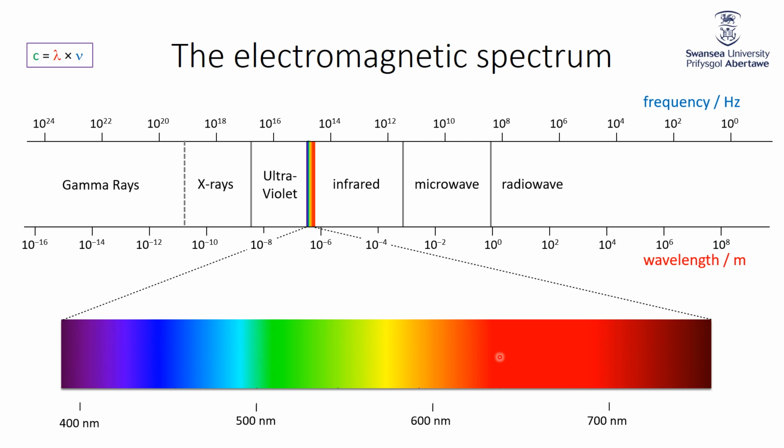So be familiar with what this spectrum is showing you with the different wavelengths associated with, first of all, the different types of the visible spectrum, and then the wavelengths and frequencies associated with the other parts of the spectrum.